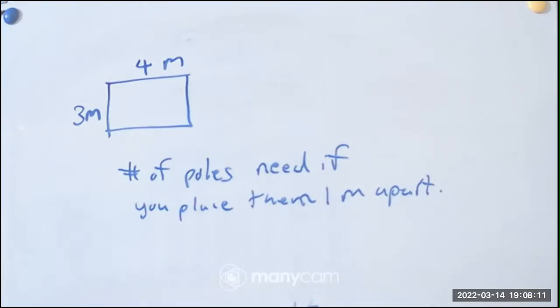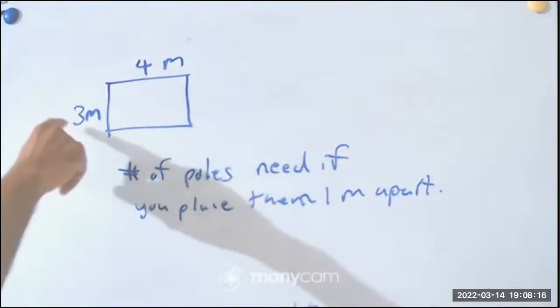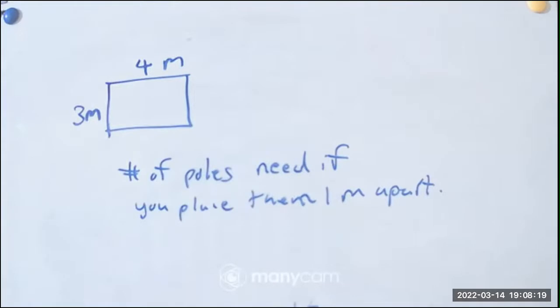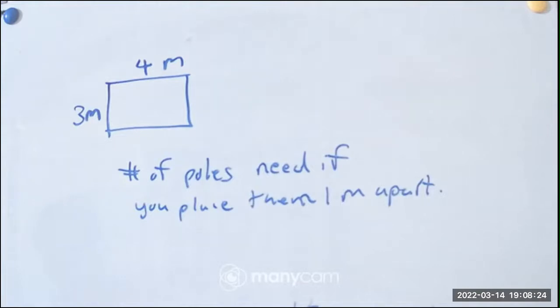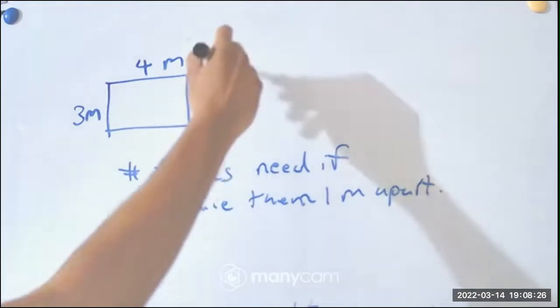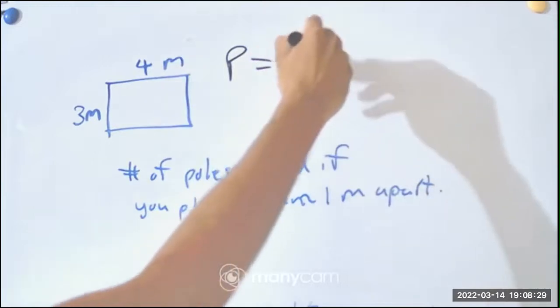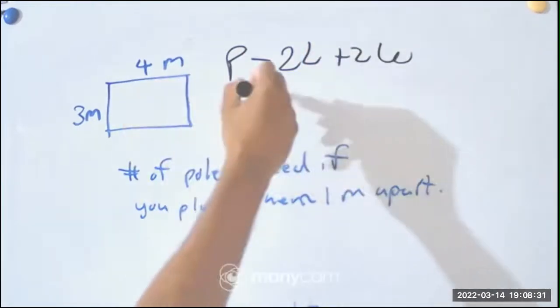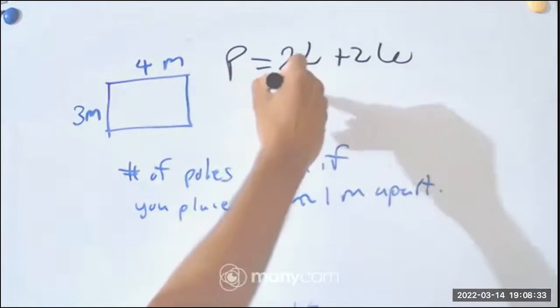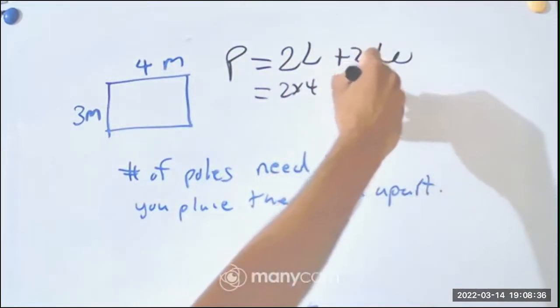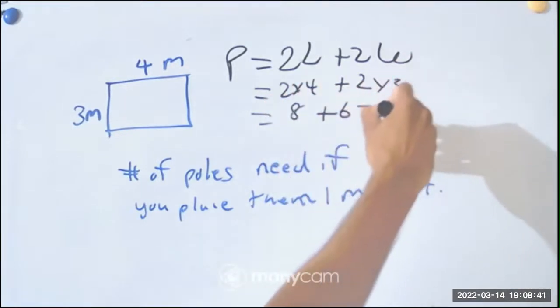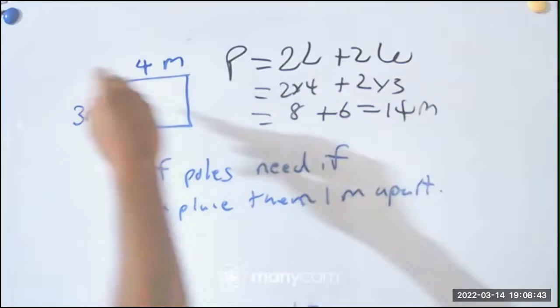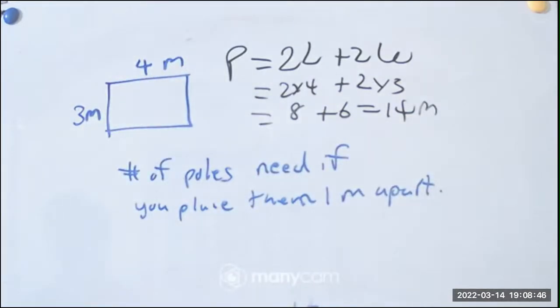Right, no, we aren't finding the area. I want to find the number of poles first. To find the area is simple. We just multiply the length by breadth. But what we need to find is the number of poles needed to put around this plot. Right, so that's correct. Now we would find the perimeter. So the perimeter would be 2 times the length plus 2 times the width, right? Which would be 2 multiplied by 4 plus 2 multiplied by 3. That would give you 8 plus 6, which would give you 14 meters, right? So the distance all around this would be 14 meters.